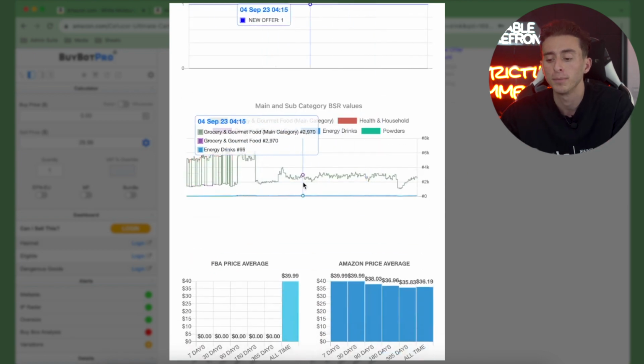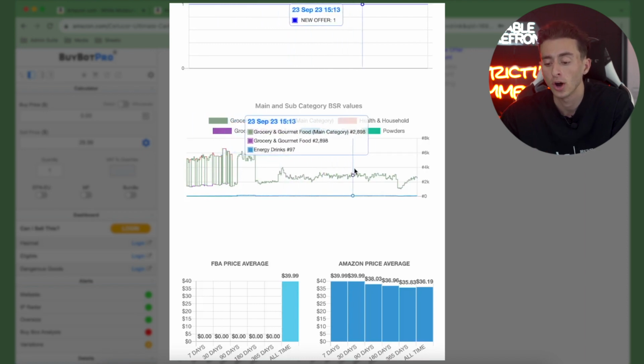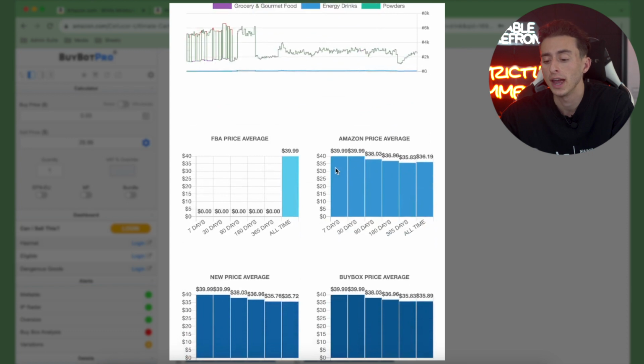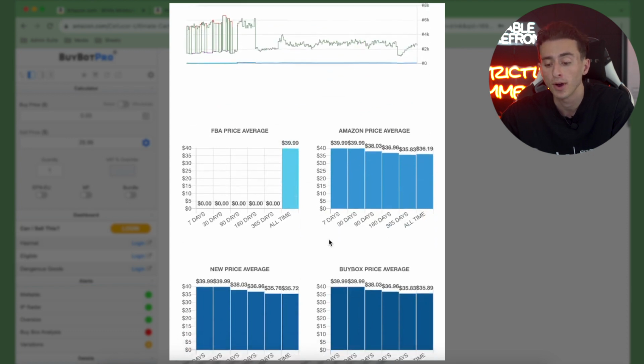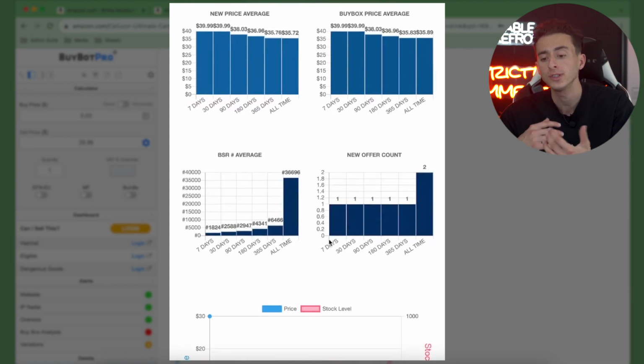And then the cool part is BuyBot Pro actually gives us more information. That's why we like this software so much, where we can see different things like the BSR alone. We could also see the Amazon price average, the FBA price on average, just multiple different views of the same software, in addition to all the information we need in terms of numbers. But we're leaving numbers out for this video, just teaching you how to read the charts to make a decision of whether or not you should be purchasing an item or you shouldn't be.